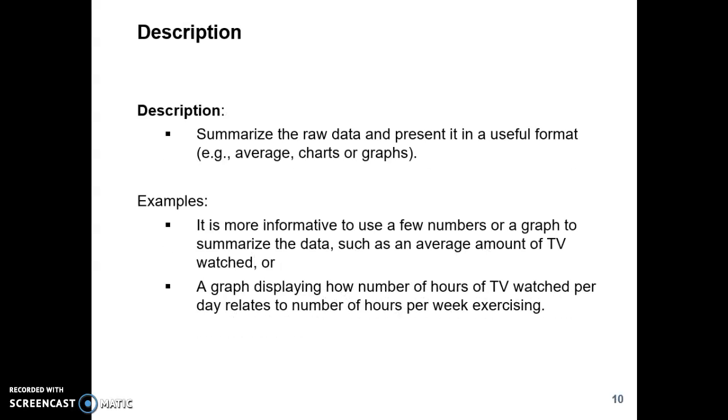How to summarize the raw data and present it in a useful format. So that means how we're going to show the results in a clear manner. Quite often a pie chart or bar graph is what we use. Things such as a stem and leaf or a dot plot are not really used in statistics, except as an idea of how to show data. It's limited to small data sets.